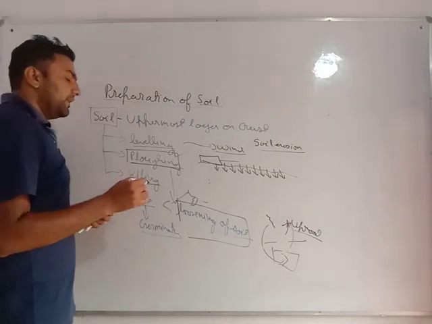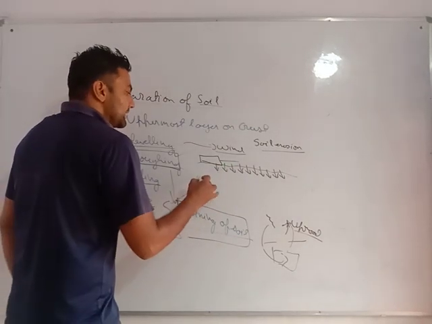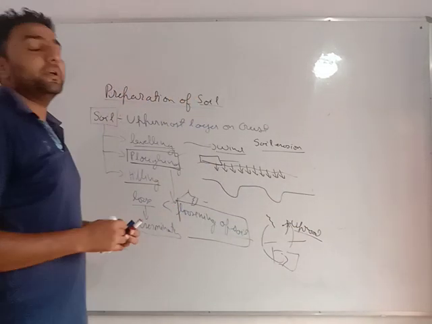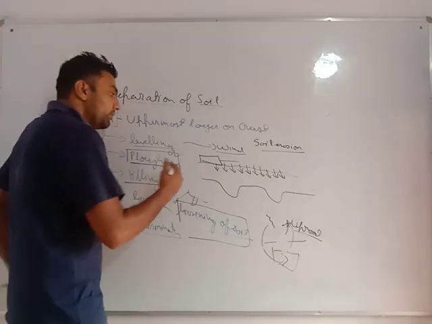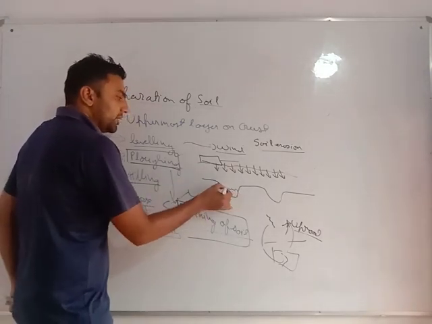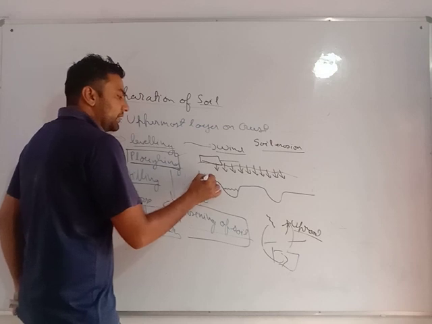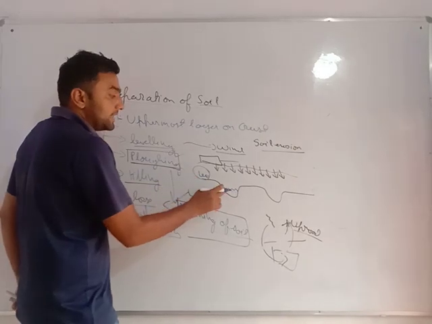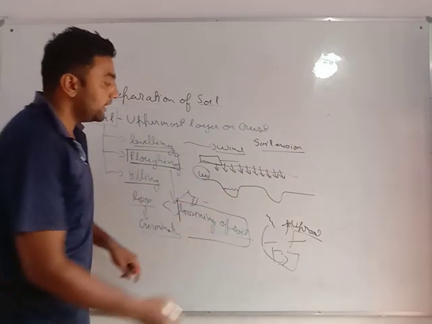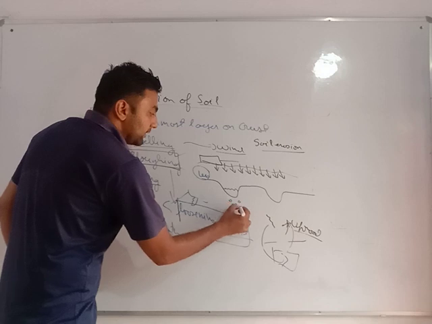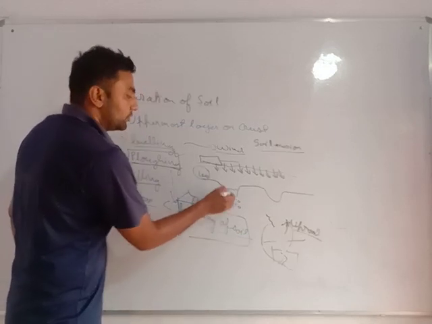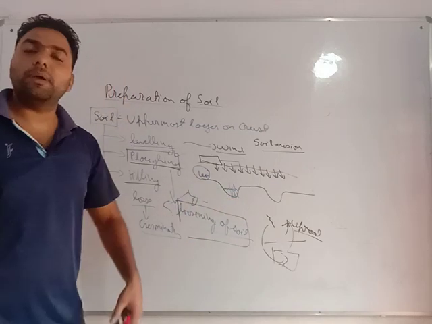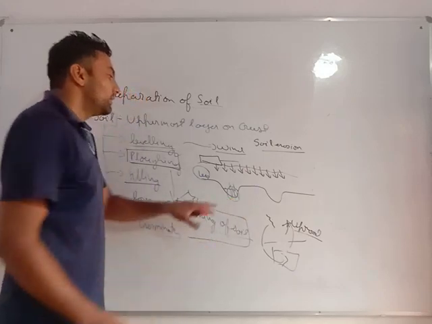Moreover, leveling means if my field is not leveled, it is having ups and downs, so there will be great loss to me. Why? If I water this field, more water will be accumulated here and less water will be here. Due to less water here, there will be no good crop, and here the water will make the air present beneath it in the soil go away, and as there will be no air, my roots will not be able to breathe, and here also my crop will die.